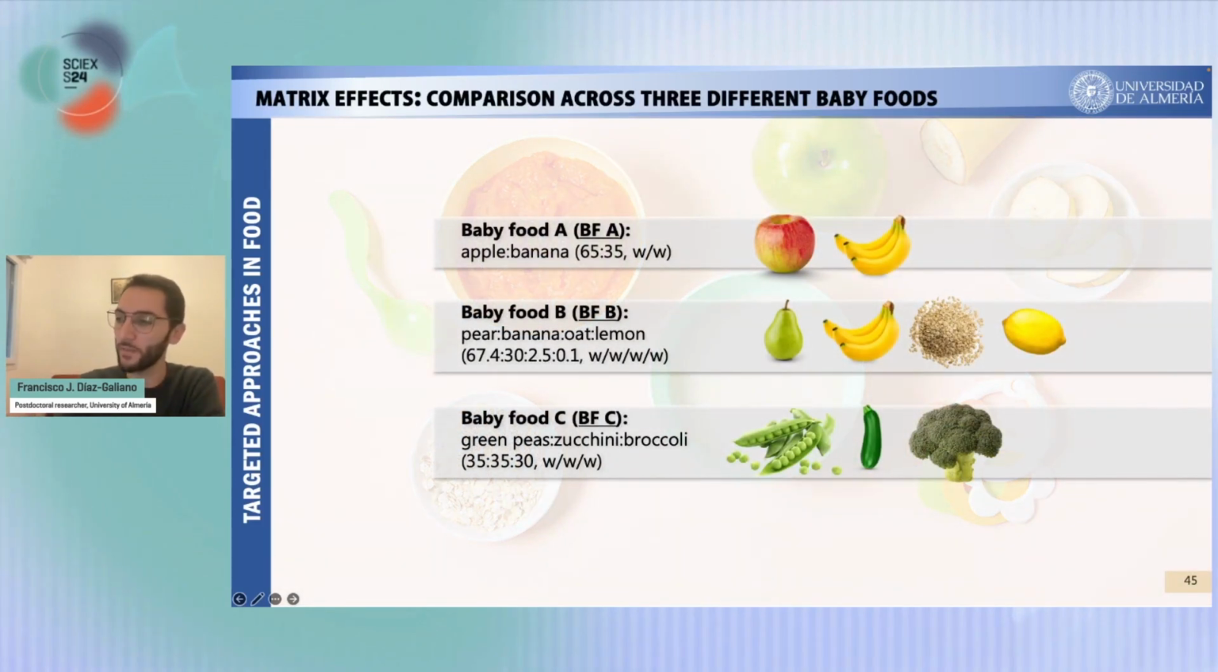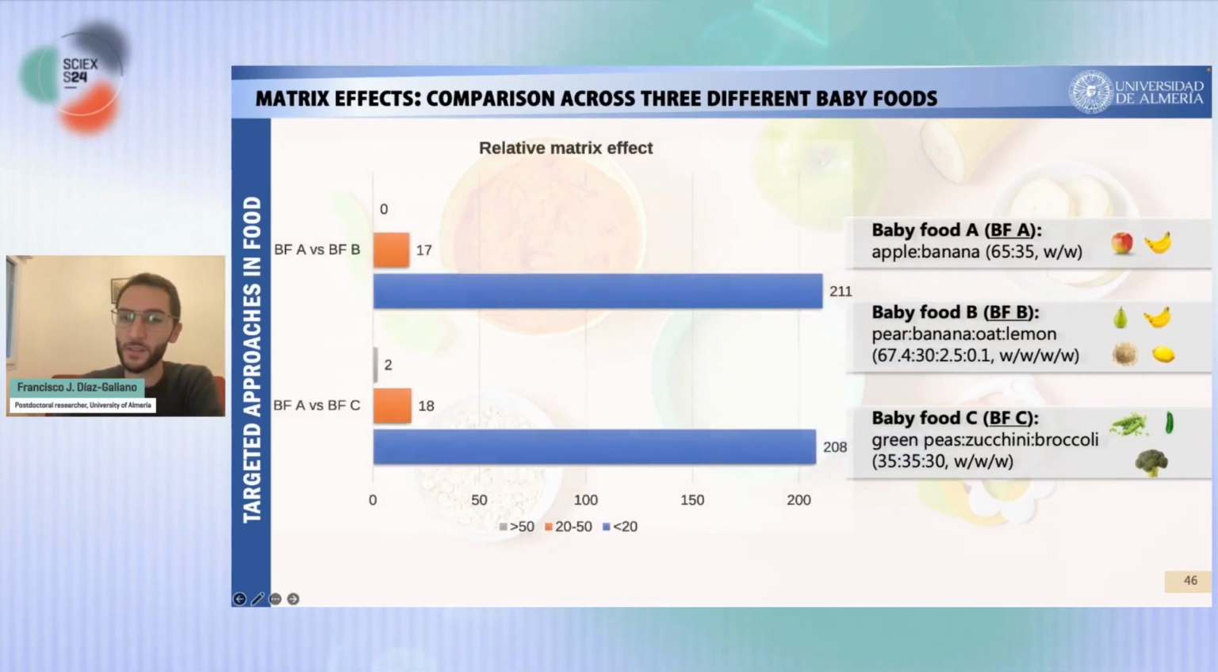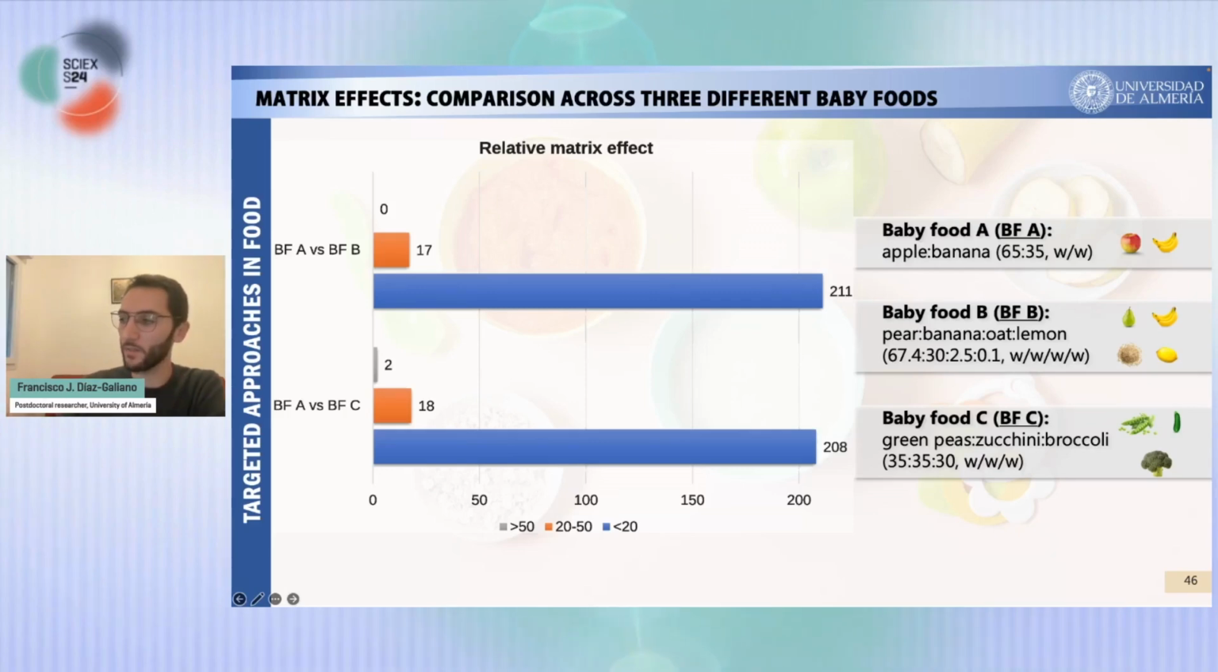First, about matrix effect. We evaluated 3 different baby food matrices, which were first apple and banana, then pear, banana, oat, and lemon, and then also green peas, zucchini, and broccoli. And what we found when we evaluated the relative matrix effect, because typically a laboratory is going to run a calibration curve in a given matrix, and laboratories, in my experience, are interested in knowing the relative matrix effect as well as the actual matrix effect. As you can see here on screen, for almost all of them, approximately 210 compounds, there was no significant matrix effect across any of the matrices.